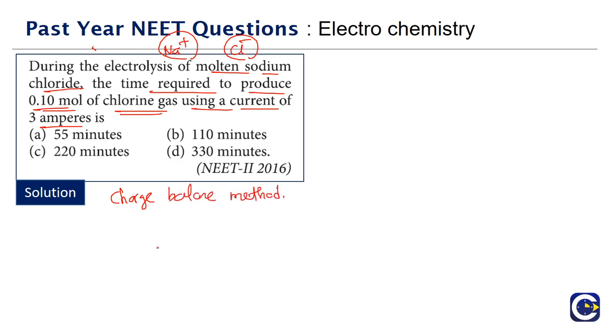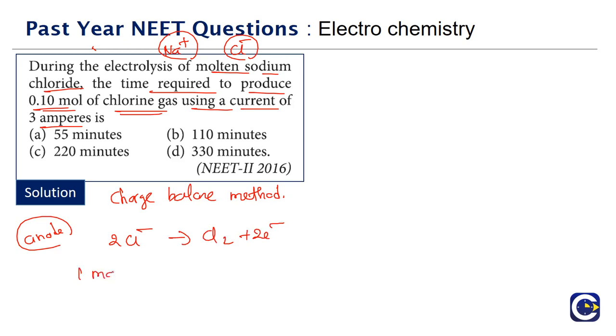So how do we solve this question? We will solve the question by using the charge balance method. What is the charge balance method? If you look at what is happening at the anode, chlorine gas will be produced at the anode. So anions will get discharged at the anode, right? So 2 chloride ions will release electrons to form a chlorine molecule.